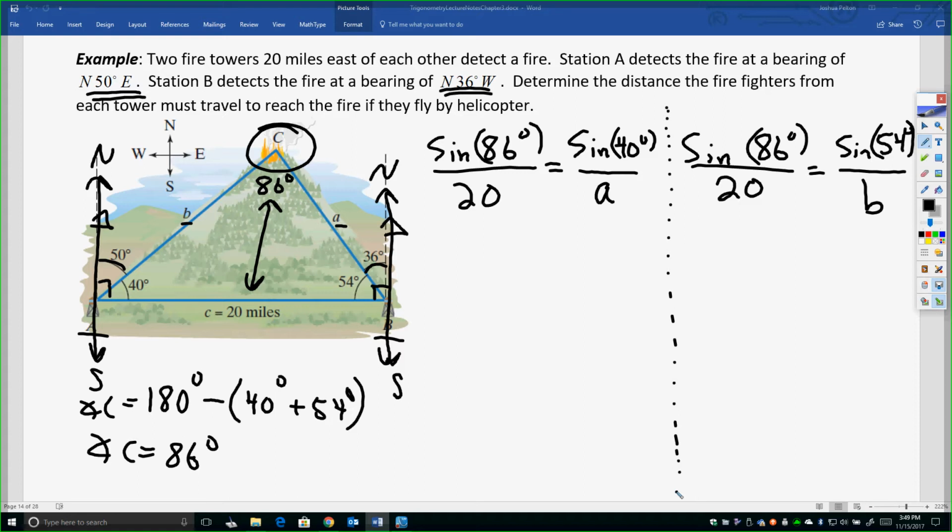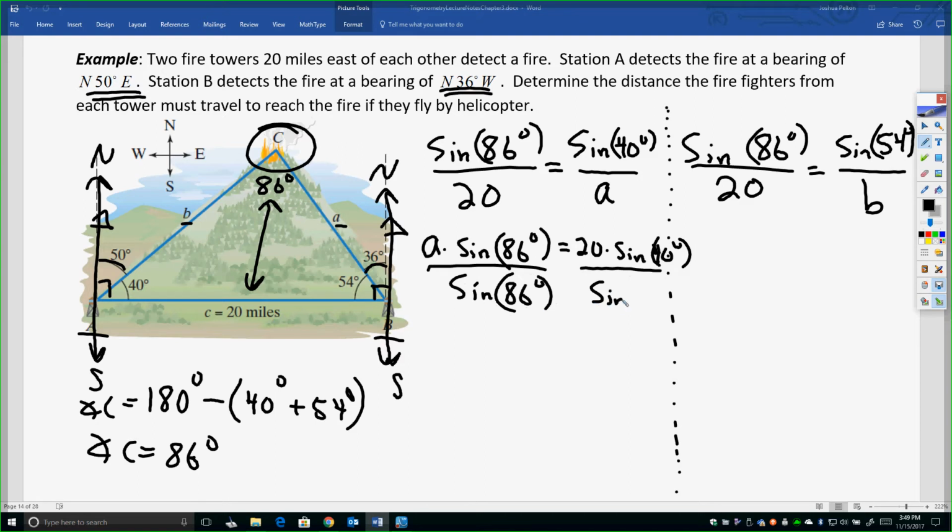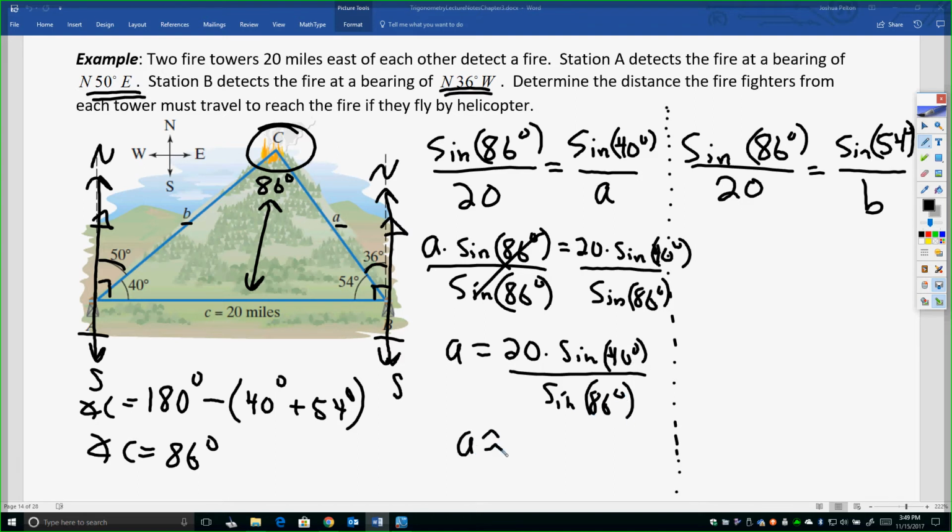So if we cross multiply, I get A times sine of 86 equals 20 times sine of 40, and divide by the sine. So A equals 20 times sine of 40 over the sine of 86. And A is approximately 12.9 miles. Okay. All right, let's try the other one.